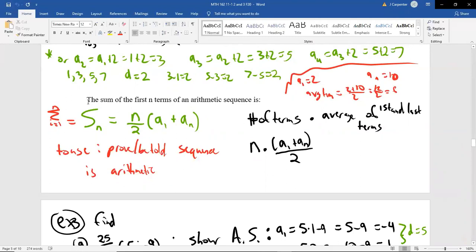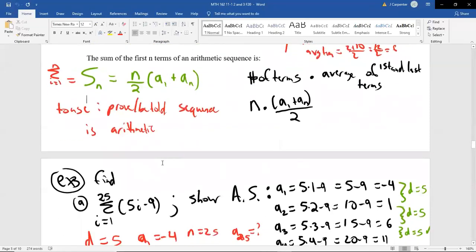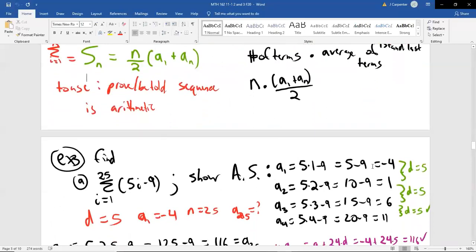But we did say that if you want to use the arithmetic sequence, you have to either be told it's arithmetic or you have to prove it's arithmetic. The proof of something being arithmetic just means find a couple of terms and show that the difference between the terms is always the same, as we saw in example 3a.